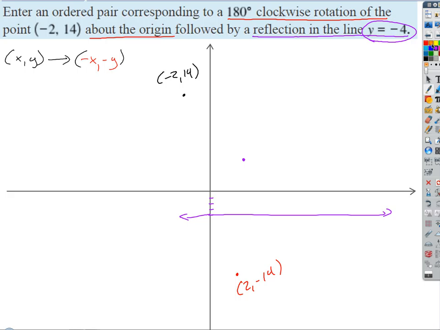Well, let's look at this for a second. So what can you tell me about the distance that the pre-image is below the line of reflection? How does that compare to how far the image is above the line of reflection? Got to be equal, right? Got to be equal. So if we could just figure out how far away the original point is from the line of reflection, we can determine how far the final one is away, where it belongs.